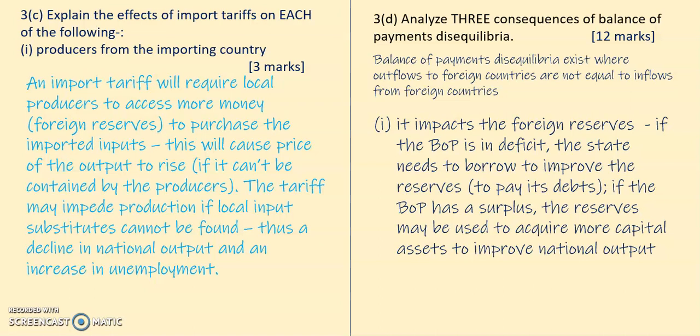If on the other hand, though, the BOP has a surplus, then those reserves may be used to acquire more capital assets to improve the national output. So surely, any disequilibrium could be negative or positive. If it's negative, you've got to borrow the money. If it's positive, you're going to use up what you've got to try to improve on where you're at. So that's one consequence, which is the impact on the foreign reserves.